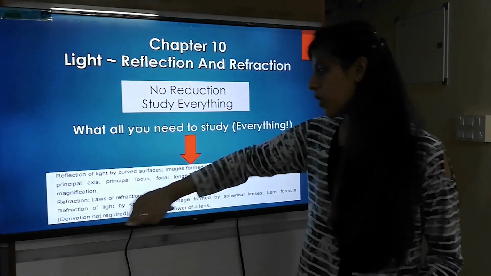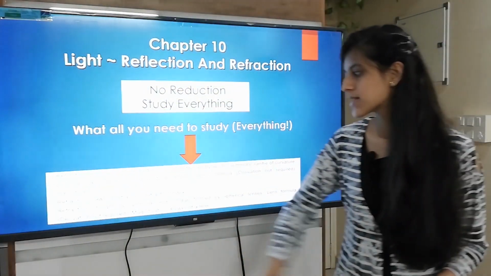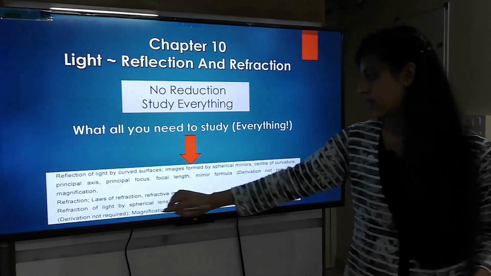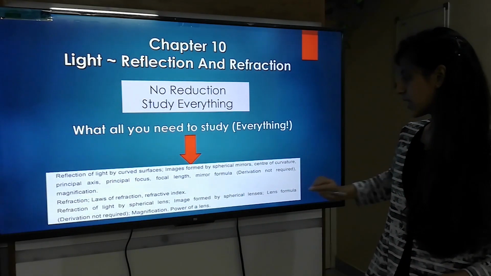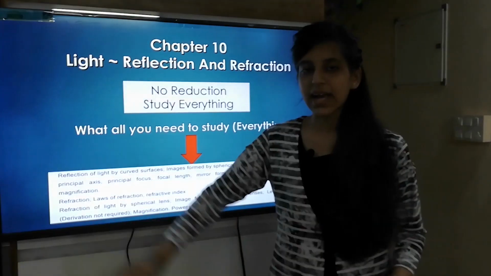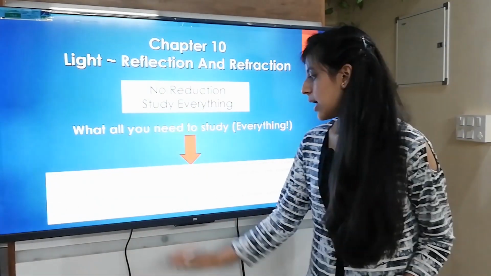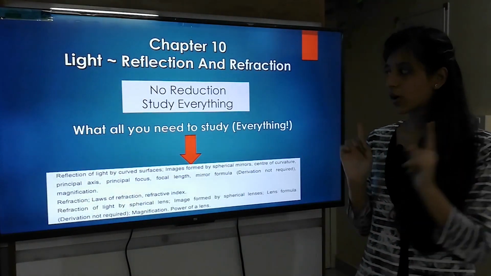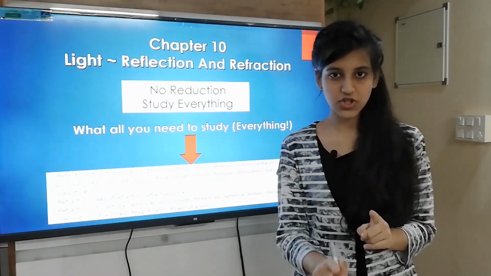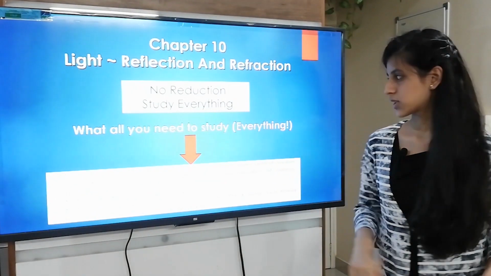The refraction, laws of refraction, refractive index, refraction of light by spherical lens, image formed by spherical lens, lens formula, again derivation is not important, magnification and power of lens. Also do practice the numericals of this chapter, very important.